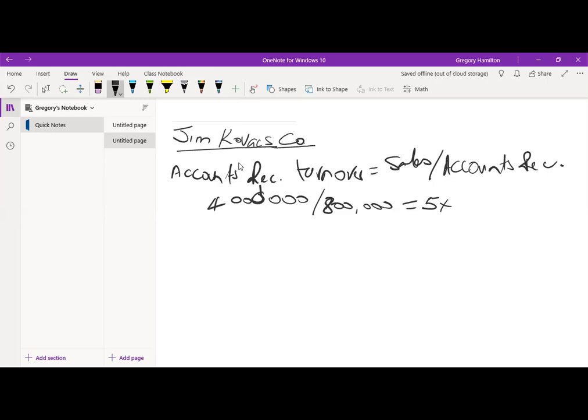Now, number two, inventory turnover. As I said before, since we weren't given a cost of goods sold, we are going to use sales. However, if you are making a comparison between two companies, you have to make sure that they're both using the same ratio. If you're going to use sales over inventory, then you need to make sure the other company is using sales over inventory for their inventory turnover.